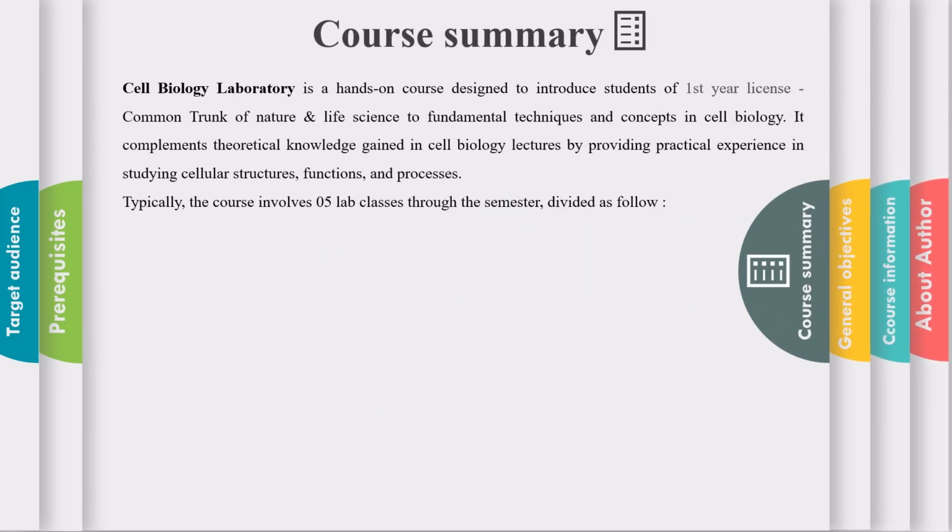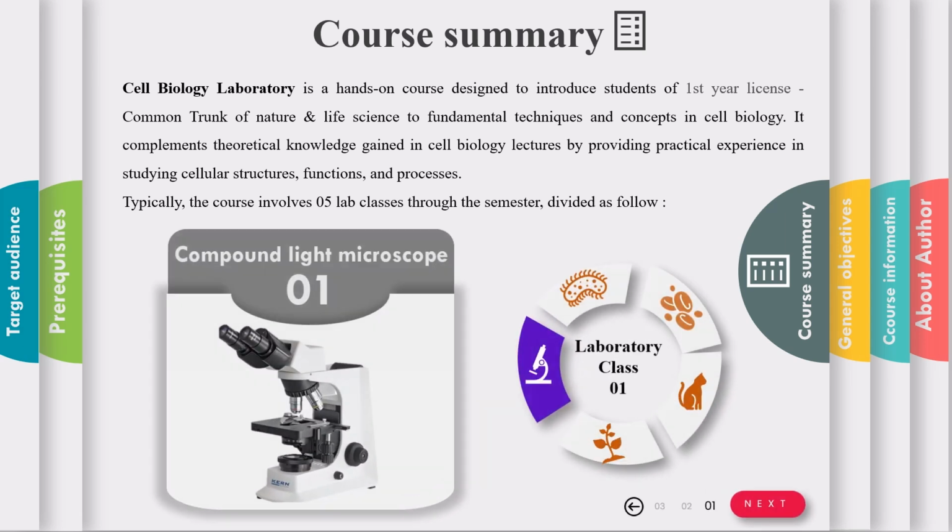Now let's dive into the content of this course. Cell Biology Lab is a practical course designed to introduce the student of first year of nature and life science through the fundamental techniques and concepts in cell biology that will include studying cellular structure, function, and processes, which will help them through their academic path in the biology branch. This course will involve 5 lab classes, starting by learning how to use the compound light microscope in the first lab class. This will help them for the rest of the lab classes.